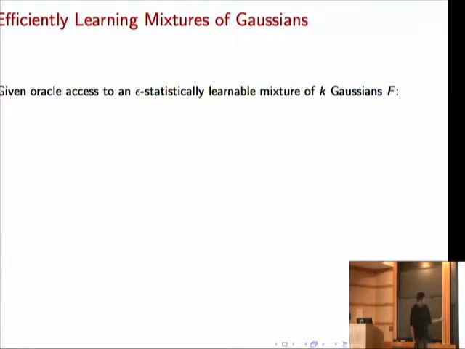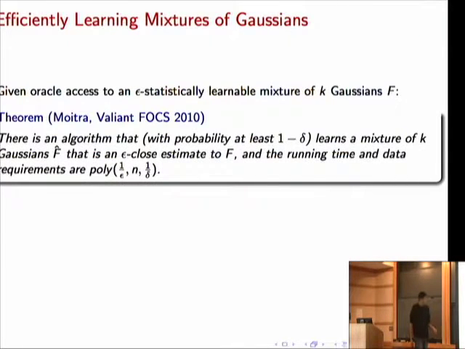So for k Gaussians, again, given oracle access to an epsilon statistically learnable mixture of k Gaussians, it turns out there is an algorithm which learns an epsilon close estimate. And its running time is polynomial in 1 over epsilon, n, and 1 over delta. And someone should be complaining right now because there's no k that shows up. It turns out that the degree of this polynomial in our algorithm depends on k.